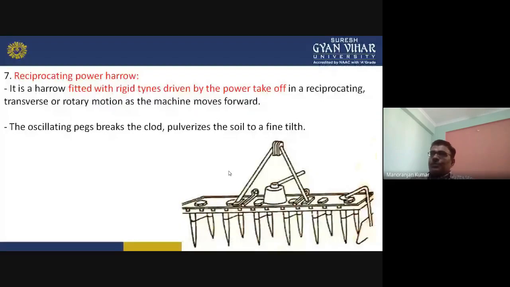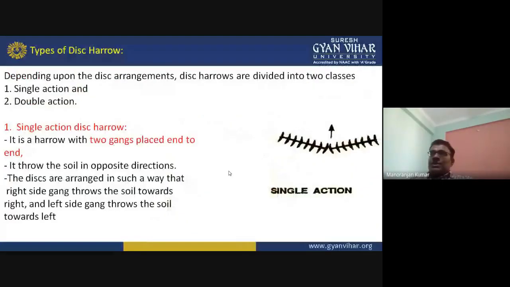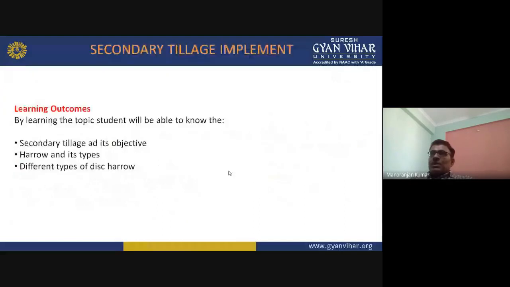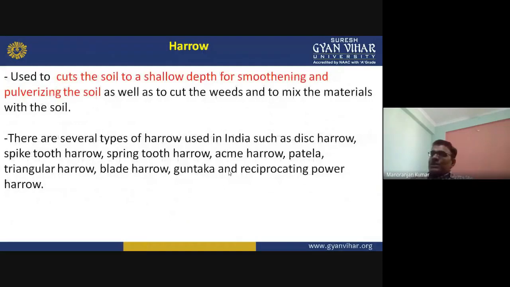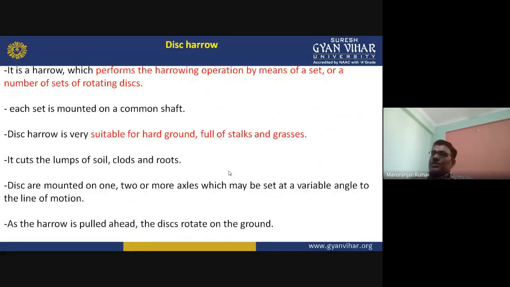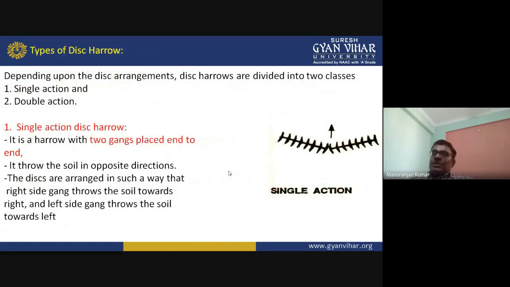So this is about the harrow. Let us summarize all these things. Here we have seen secondary tillage, the objective of secondary tillage, and secondary tillage implements. Under this, we have seen the harrow and the different types of harrow. First, we have seen the disc harrow, the function of the disc harrow, and its components. Disc harrow is the most popular harrow.